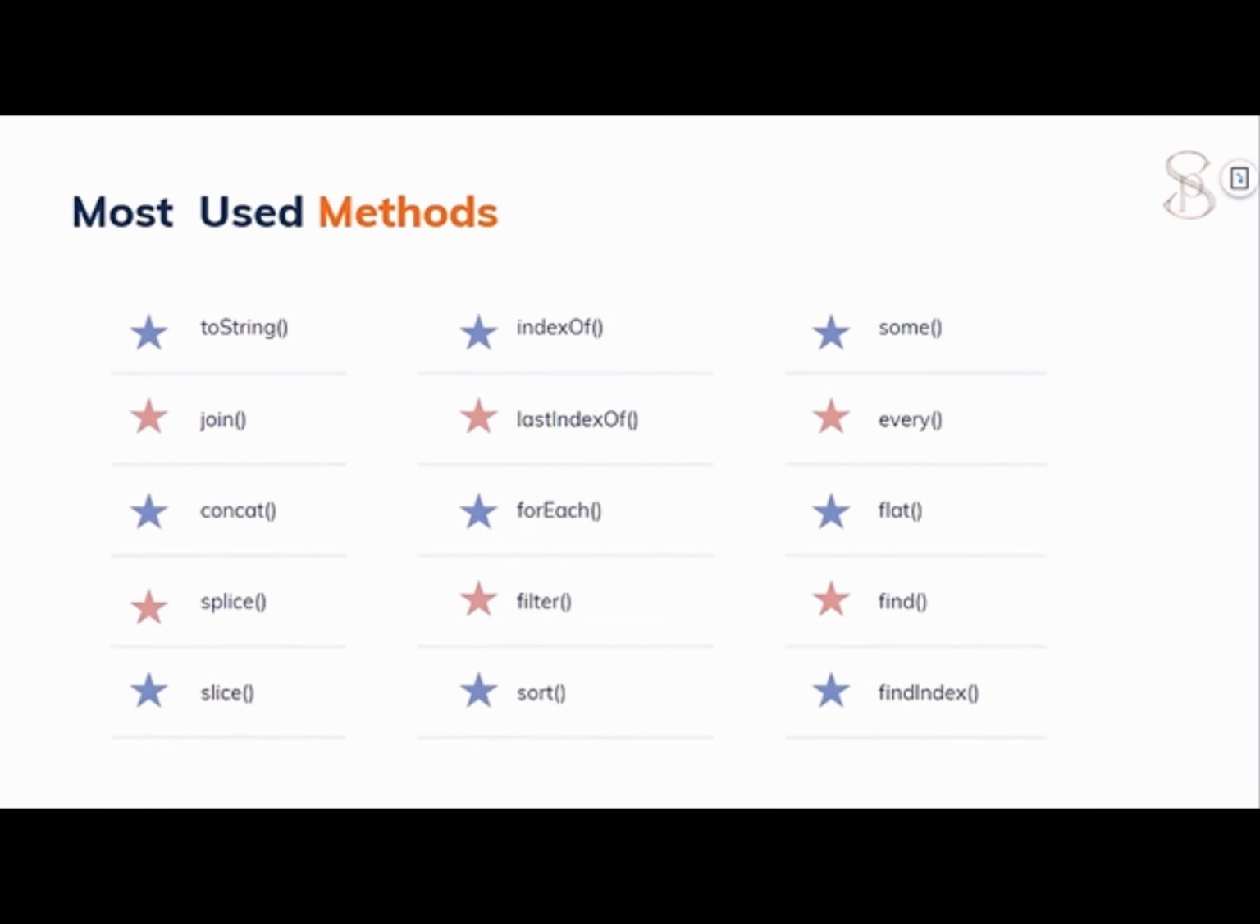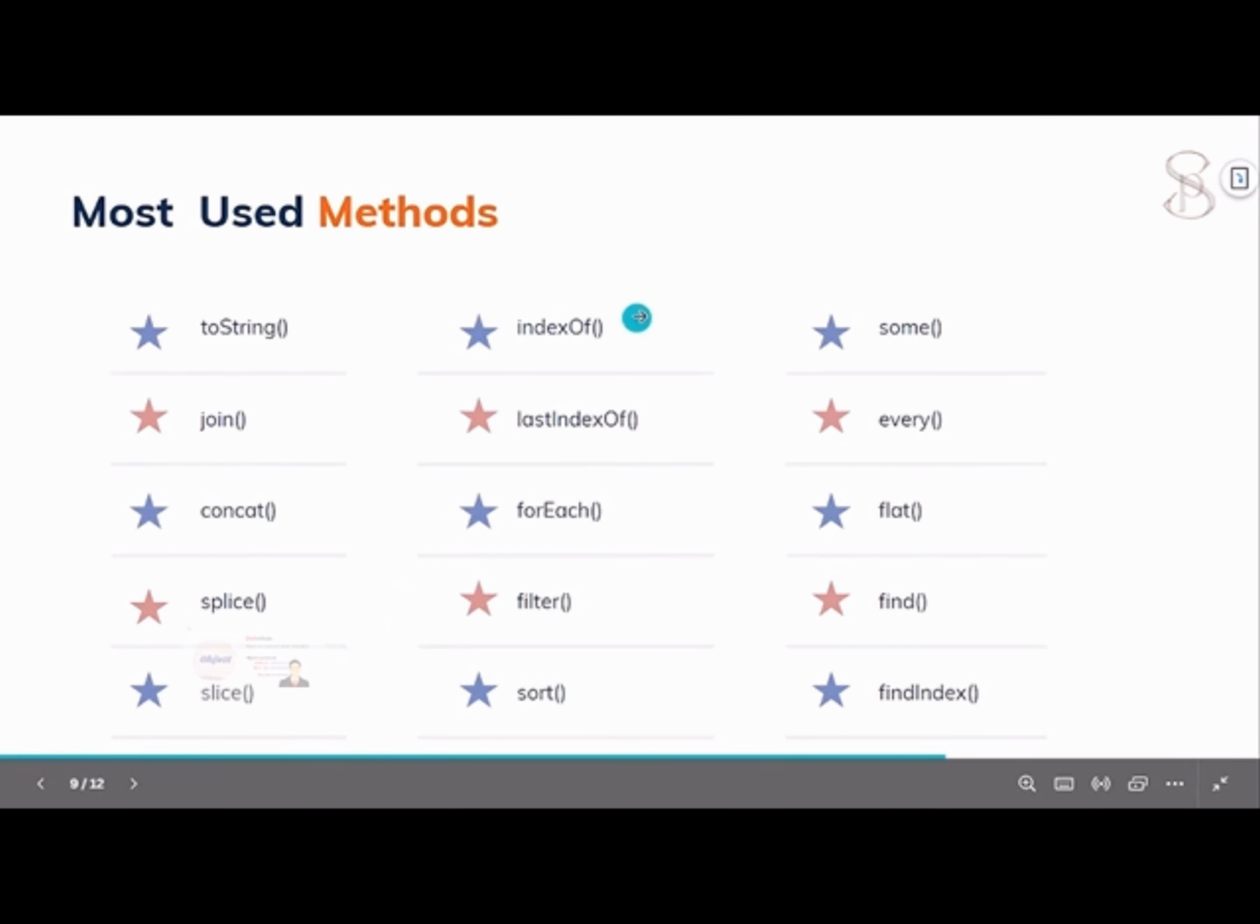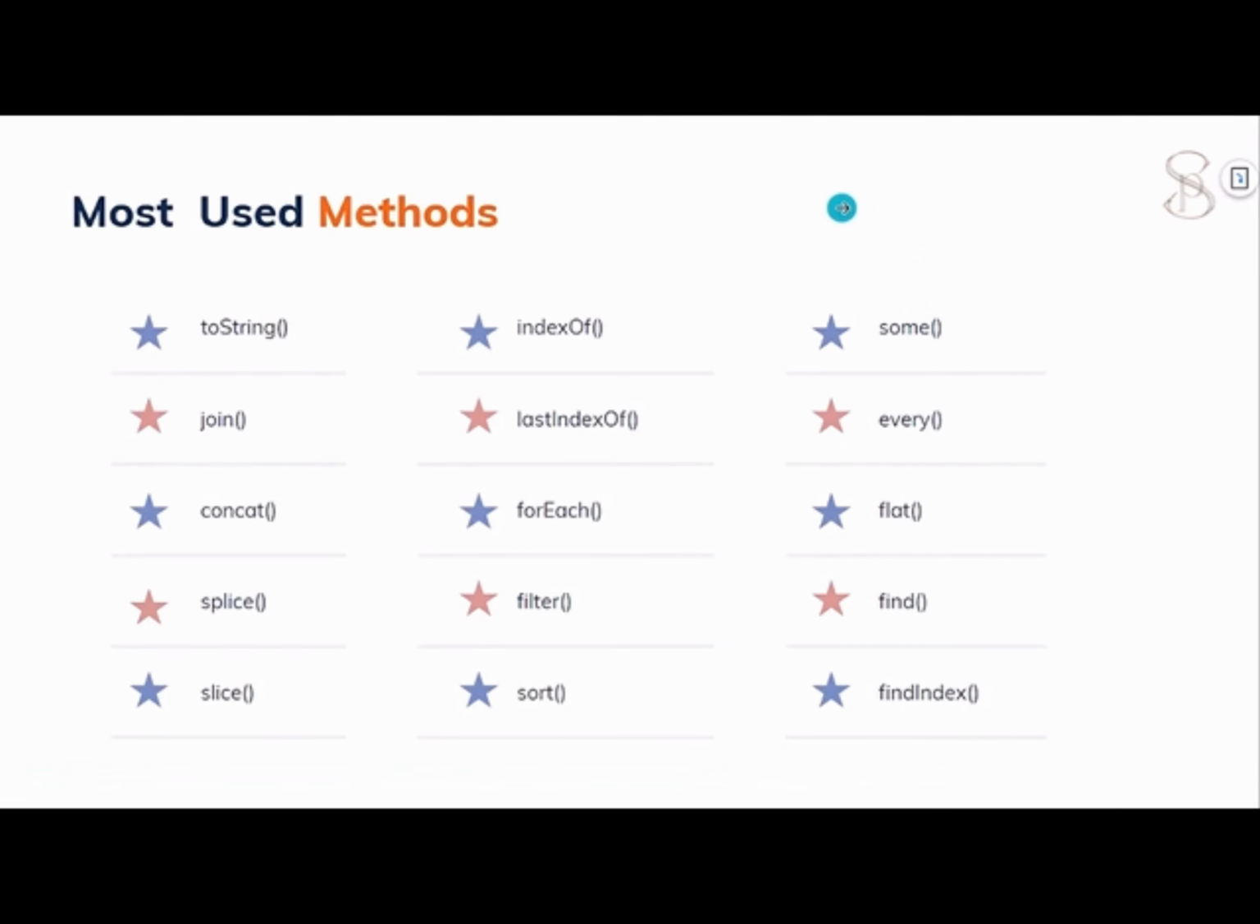Yeah, there are so many methods in arrays. So these are some of the mostly used methods: toString, join, concat, splice, slice, indexOf, lastIndexOf, forEach, filter, sort, findIndex, find, flat, every, sum. These will be used for some of the purposes.